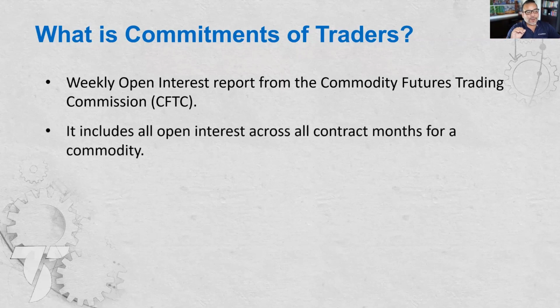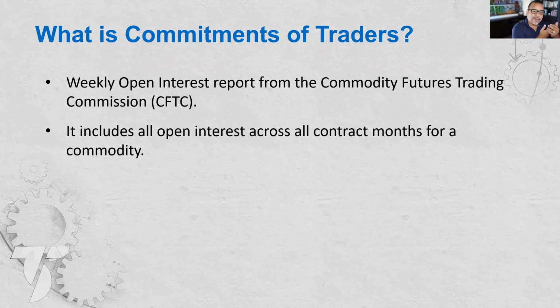It includes all the open interest across all the contract months for a commodity. So let's take, for example, corn. It'll look at all the different expirations, not only the one that is considered the front month. There's always one that has more volume and more open interest. Commitments of traders data includes not only the front month, but also all the other expirations that are still trading but are not as actively traded as the front month.